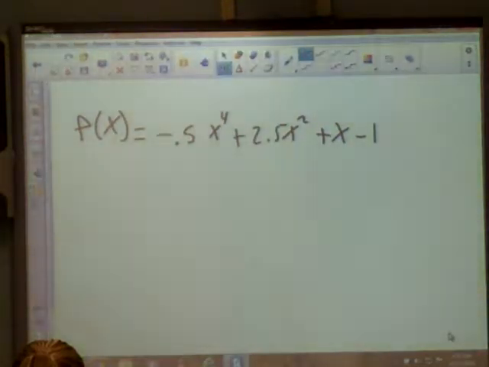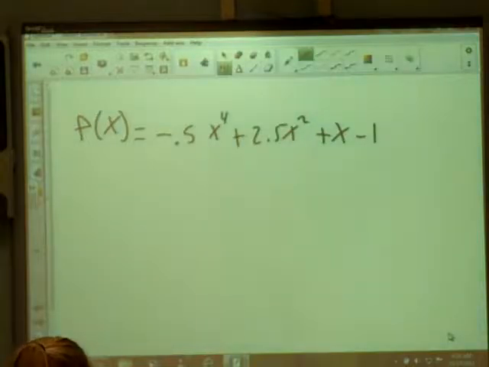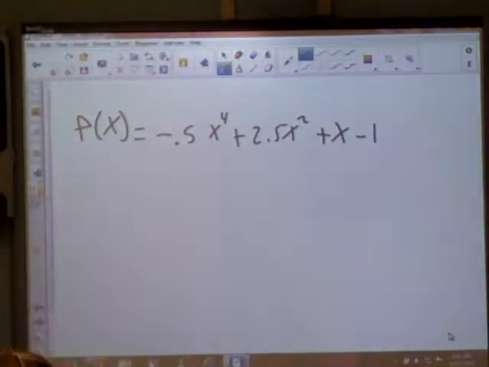So I know that I'm looking on the bottom half of my chart, right? Is my leading coefficient positive or negative? Negative. So I'm on the bottom right side of my chart, right? Everybody got there? Okay, so the bottom right side, what does it tell us about the end behavior?